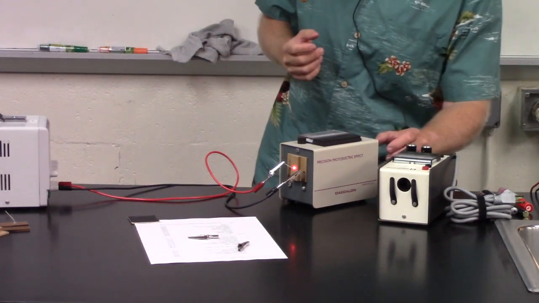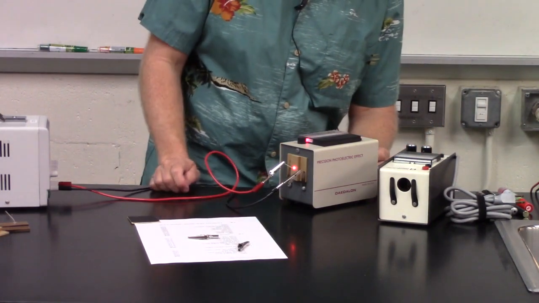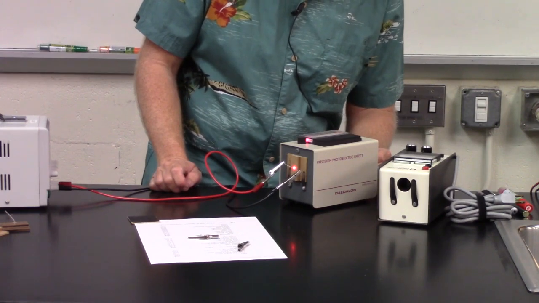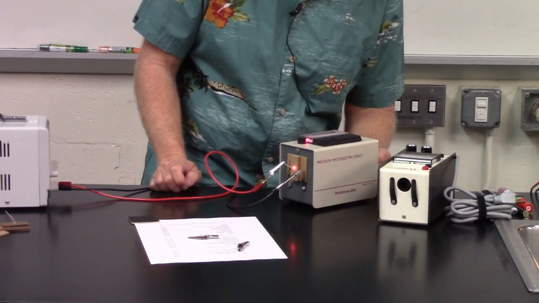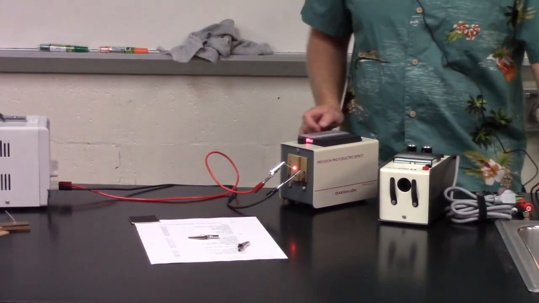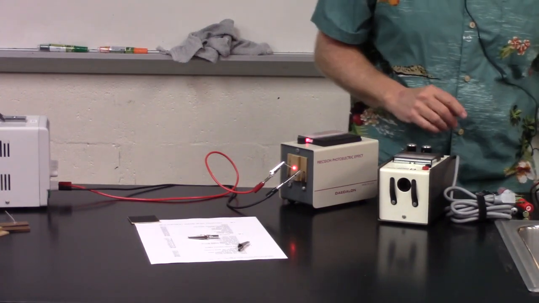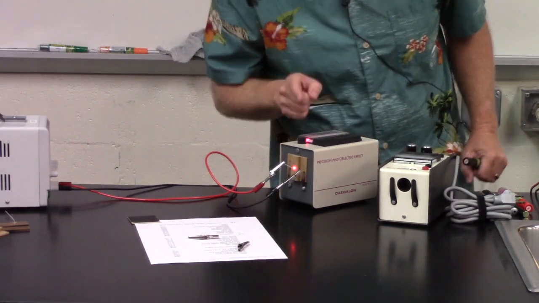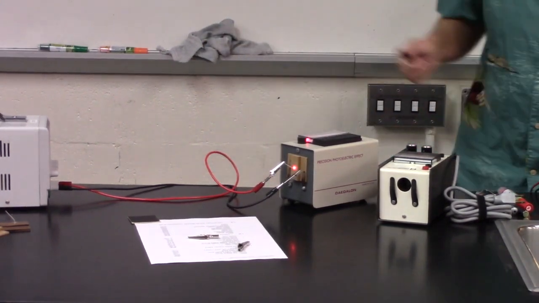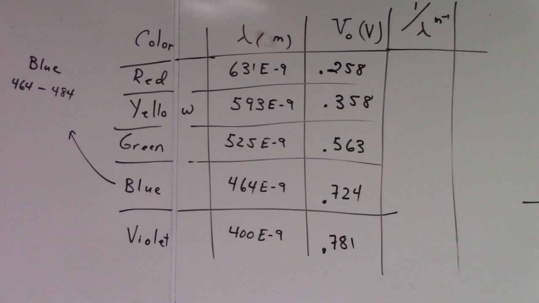So 631. Let me turn this on again, and sure enough, the stopping voltage is too much, so let me turn it down. Turn it down, turn it down. Right about there, looking good. And my voltmeter went to sleep on me. Okay, let me turn it back on. So that's still good. And then this is 0.258 volts.